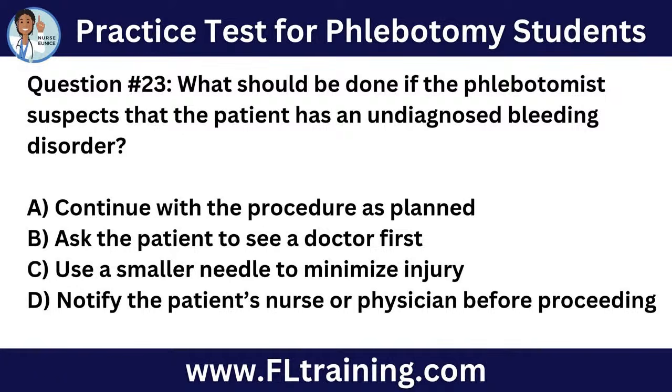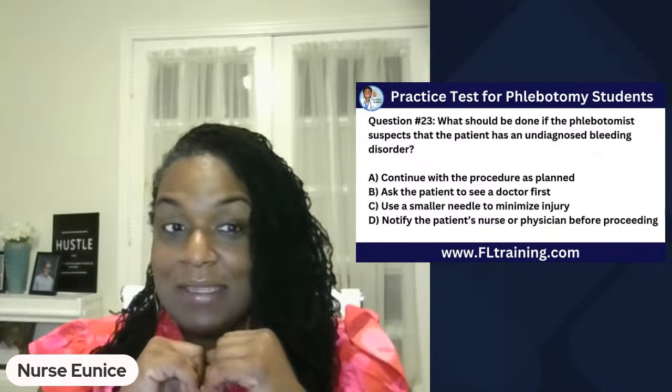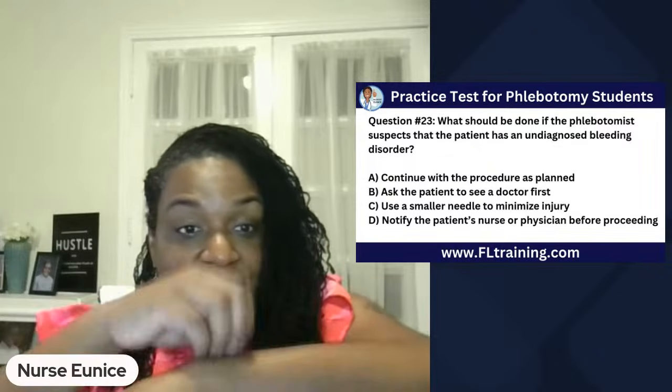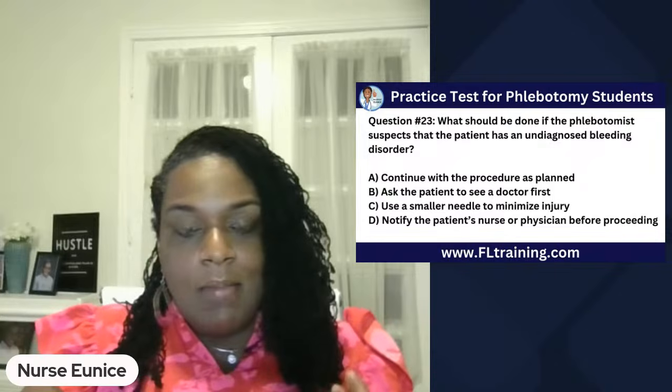Question number 23. What should be done if the phlebotomist suspects that the patient has an undiagnosed bleeding disorder? Oh, I'm going to interrupt you. How do you know if a patient has an undiagnosed bleeding disorder? Let's see. Maybe they have some blood on the sheets. Maybe they have patches, bruises. You can sometimes look at a patient if they're pale. That would be a sign that maybe there's something wrong with the circulatory system. So as a phlebotomist, you've got to go in and start assessing these patients before you start sticking them.